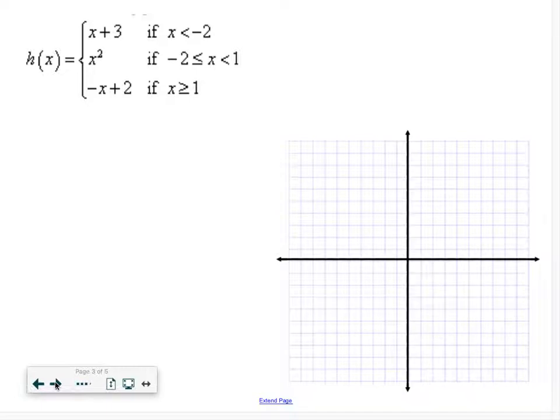Okay? So as you're writing this down, I want you to visualize x plus 3. What would that look like by itself? X squared, what would that look like by itself? Negative x plus 2, what would that look like by itself? Okay, so we have 3 pieces. This time they are not all linear. Some of them are.